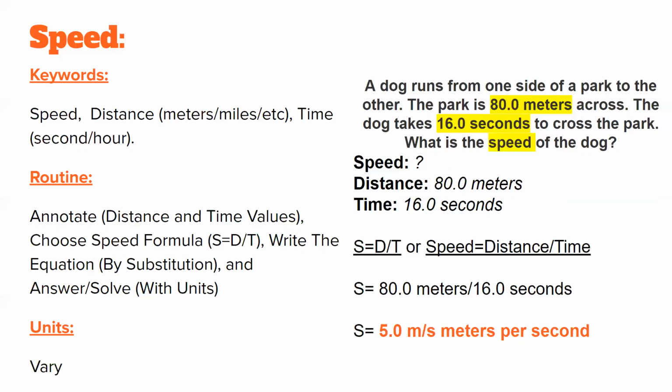So let's go to the right side of our page again. A dog runs from one side of the park to the other. The park is 80 meters across. The dog takes 16 seconds to cross the park. What's the speed of the dog?